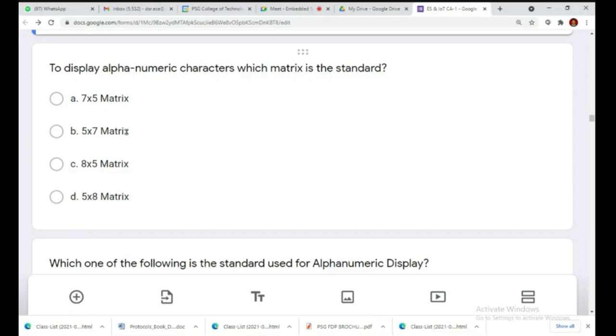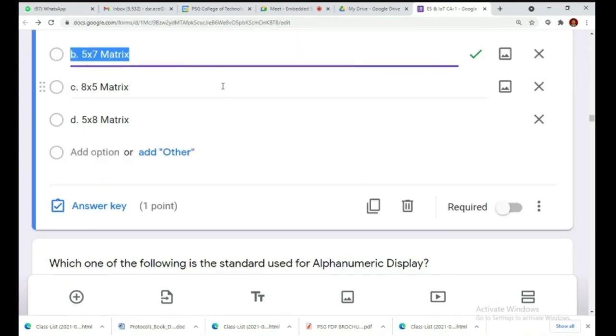If it is a 7 segment display, it is easy for all human beings to understand the numbers from 0 to 9, which is the decimal number system. So that we need to understand. Okay. So to display alphanumerical characters, which matrix is the standard? The right answer is 5 cross 7 matrix, that we need to understand.